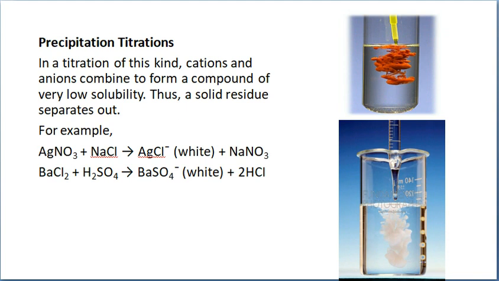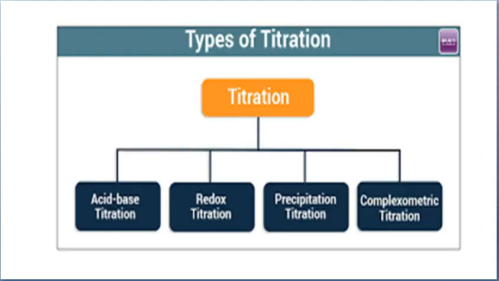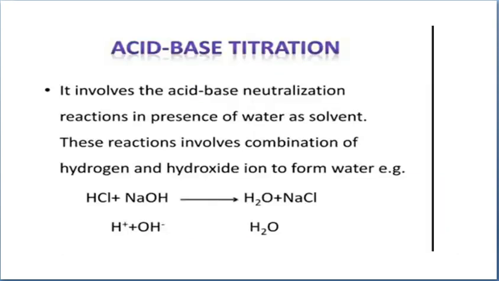Today we have seen the different types of titration used in volumetric analysis. The 4 different types are acid base titration, redox titration, precipitation titration, and complexometric titration. Acid base titration means a neutralization reaction. The acid and the base neutralize to form salt plus water. Once the reaction is complete, there is no more H plus or OH minus ion present in the solution. The indicators used are phenolphthalein, methyl red, and methyl orange.